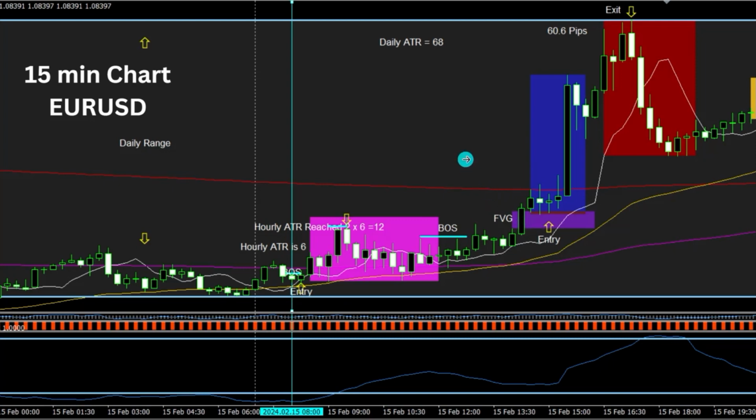Now, if we use what we've just talked about, we know our daily range is around 68 pips, and we're looking to see where we are in that daily range. Well, coming out of London, we've moved 12 pips. We see there is a lot more room to go, about 50 pips or so. So we enter this trade from this fair value gap, and then price makes a large move up.